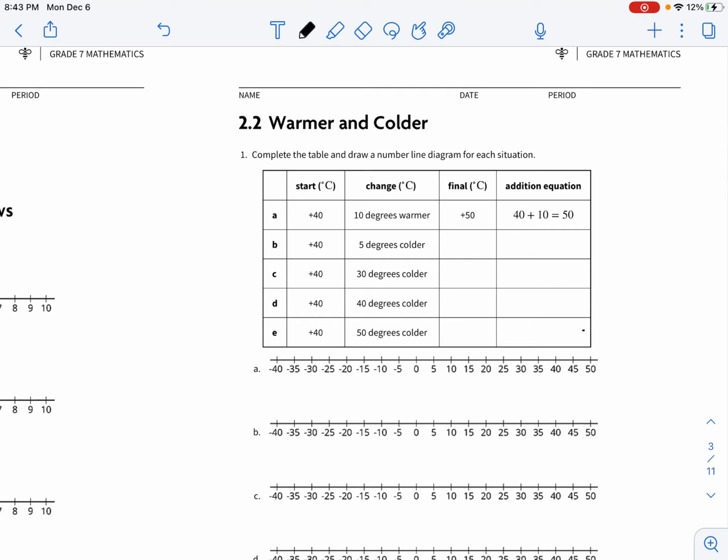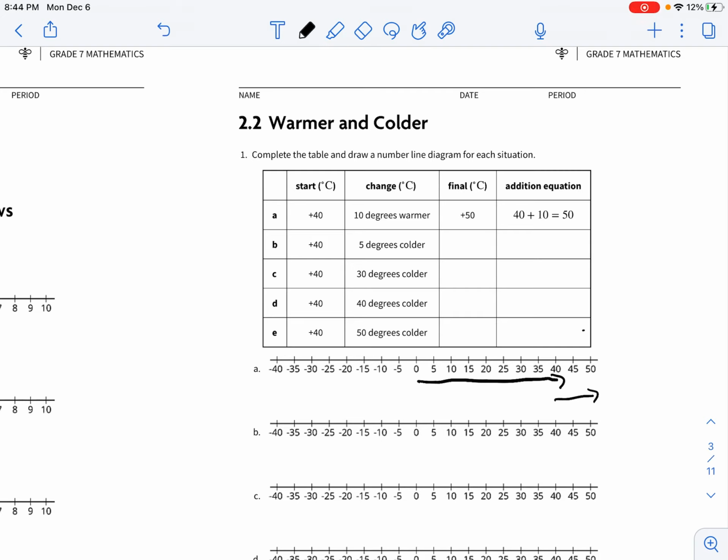Okay, so continuing on with using those positive and negative numbers. So story problems. Here it talks about the change. If it's getting warmer, you're adding. If it's getting colder, you're taking away. Think of these number lines as a thermometer in a sense. So they already did the first one for us. They said it went out 40. And then from there they continued another 10 to get to 50.